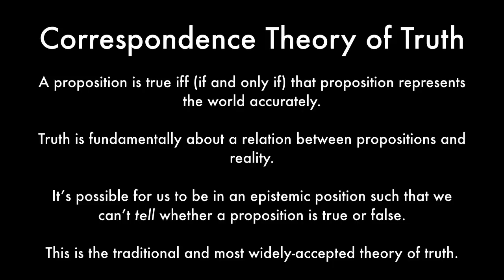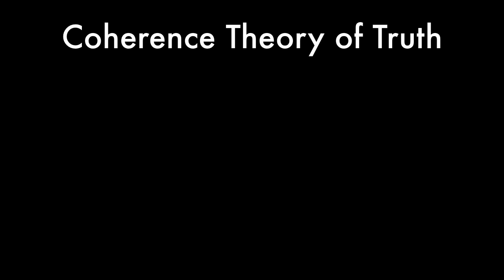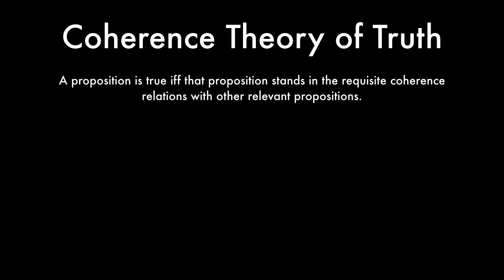Now, there are competing theories of truth, and we're going to talk about two of them. The first is known as the coherence theory of truth. The coherence theory of truth, a competitor to the correspondence theory, claims that a proposition is true if and only if that proposition stands in the requisite coherence relations with other relevant propositions. Now, requisite here is a term that I've left intentionally broad, because there are many different versions of the coherence theory of truth, and one of the things that separates the versions from each other is what they take the requisite coherence relations to be.